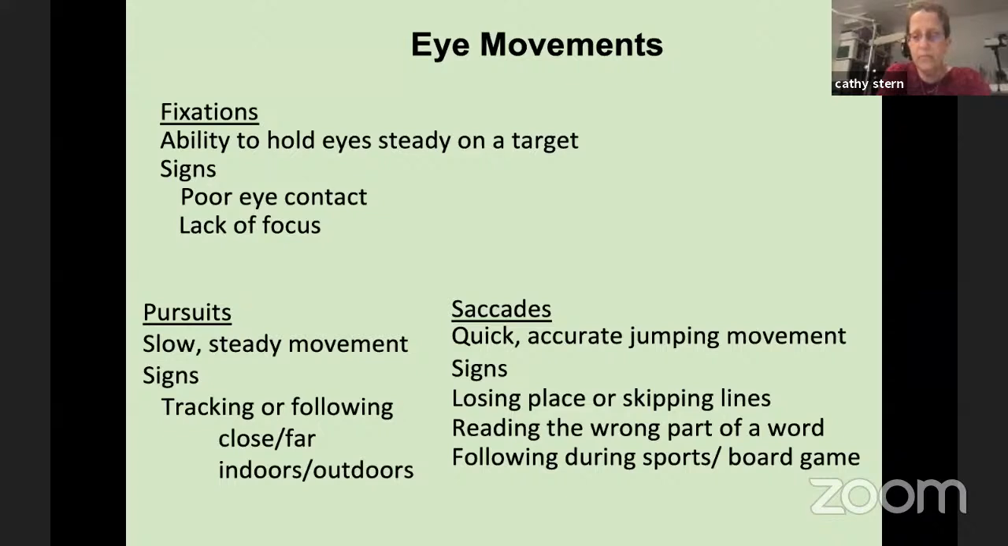You may read the wrong part of a word, and any type of following, whether it's during sports, whether it's maybe when you're playing a board game or a card game. It can be when you have to look between things outdoors, trying to cross a street. It's certainly something that we use quite a lot.